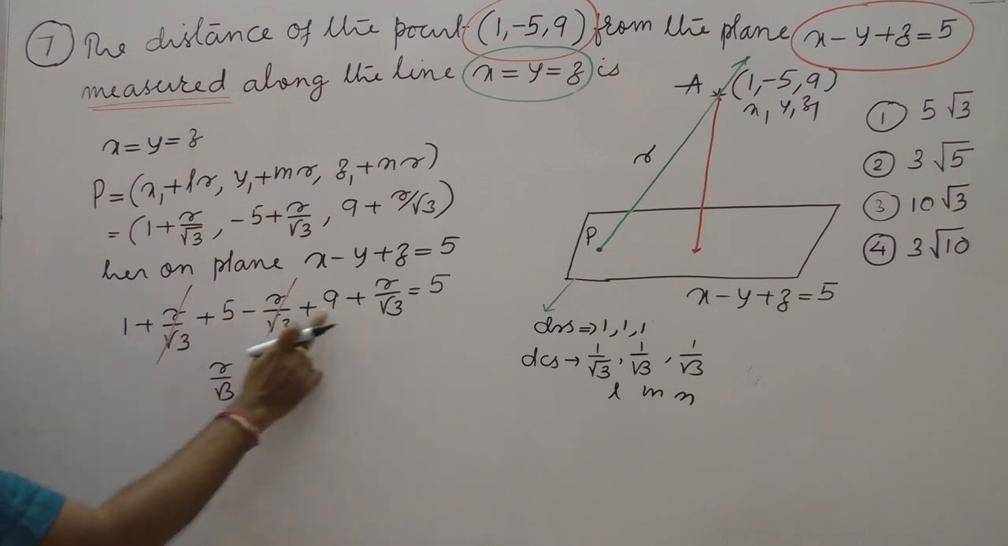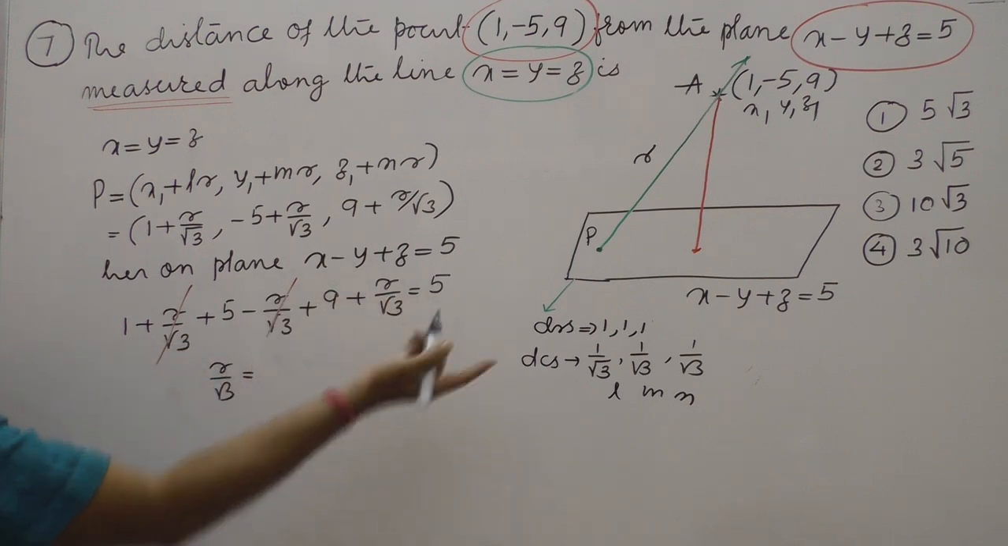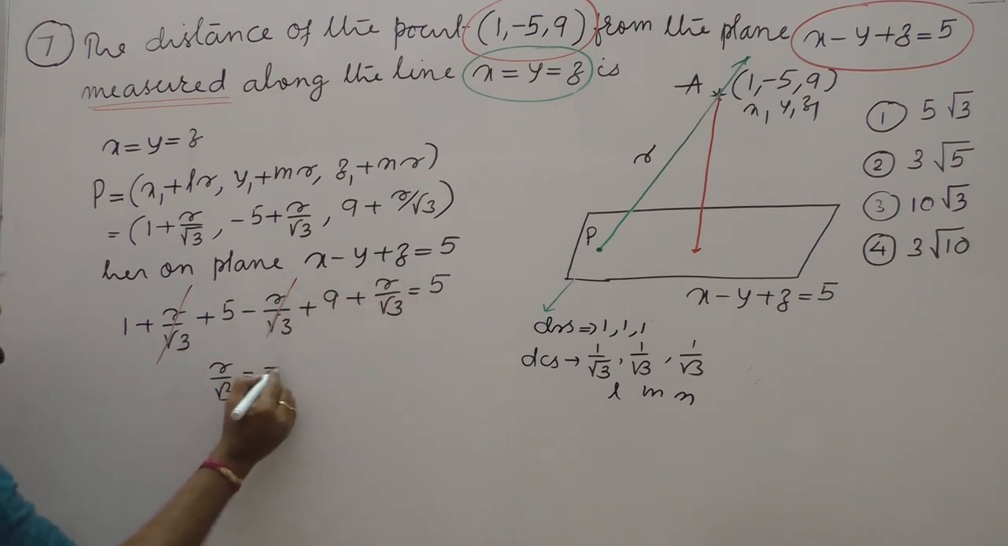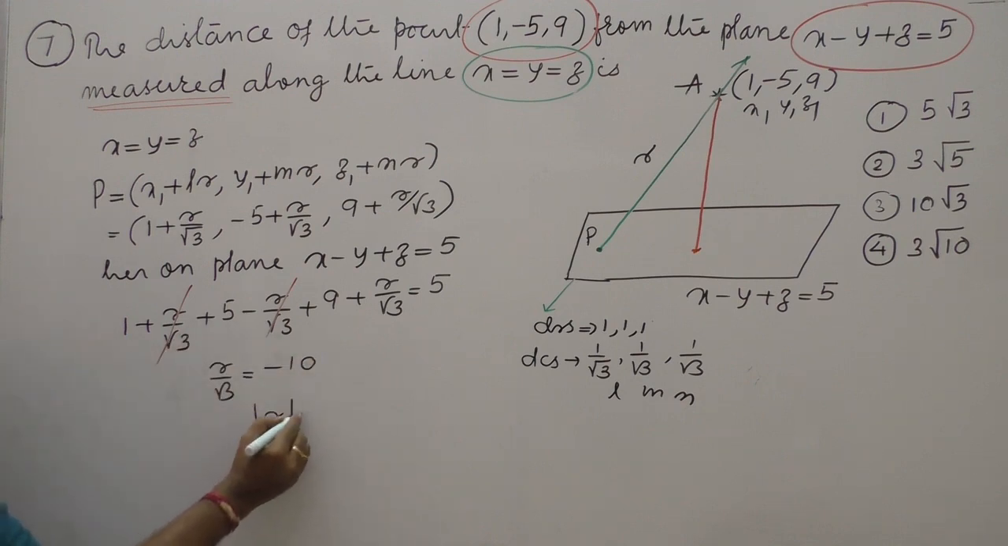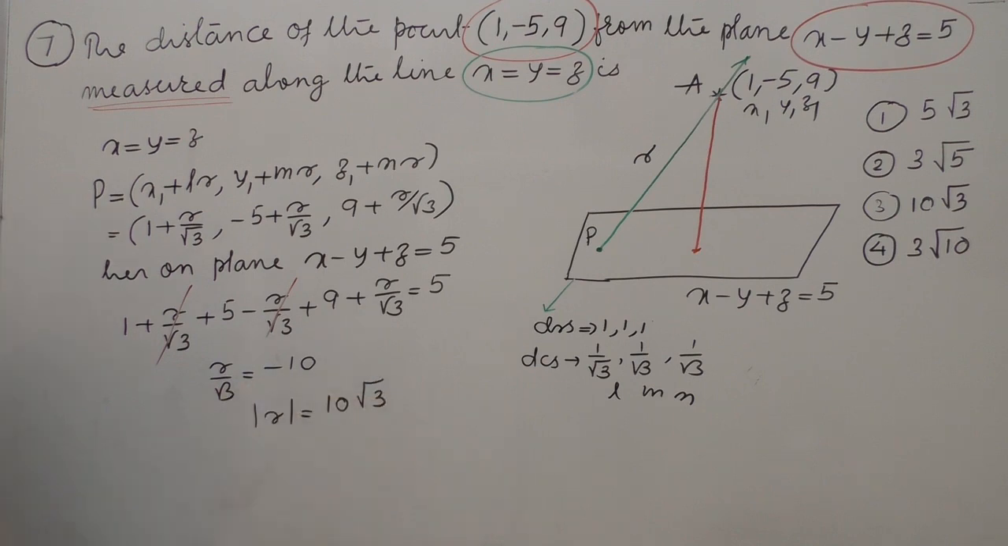Now, what is the number? 9, 14, 15. If I write 15 on the right side it becomes minus 15, we will have 10. So I will take mod r. What is mod r? It is 10 root 3.